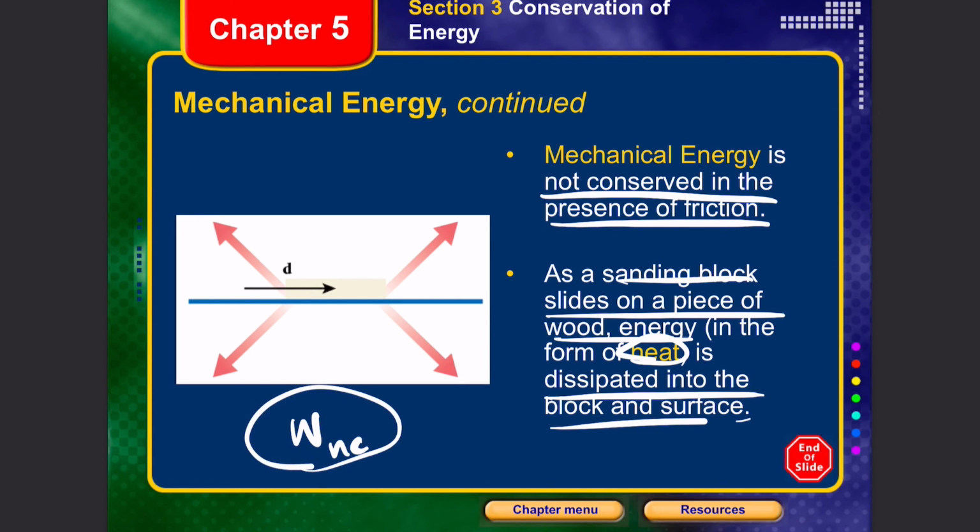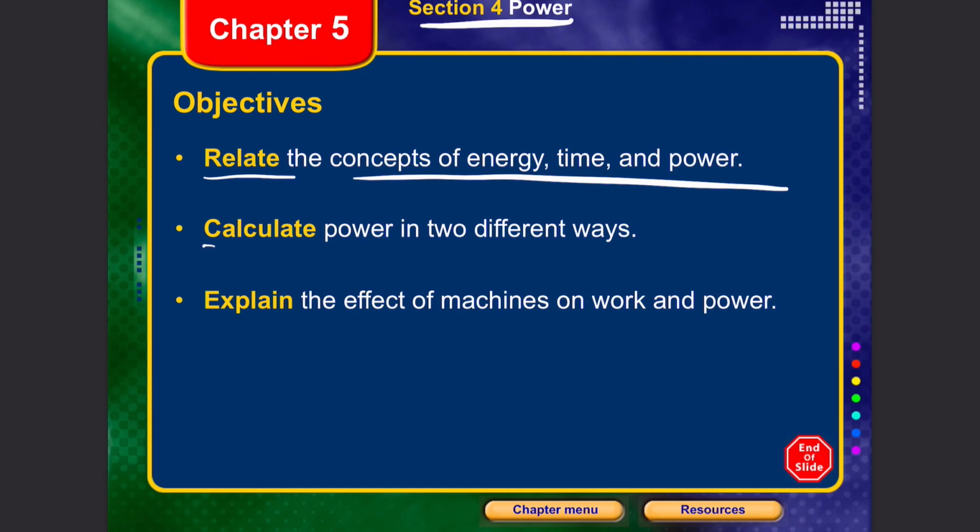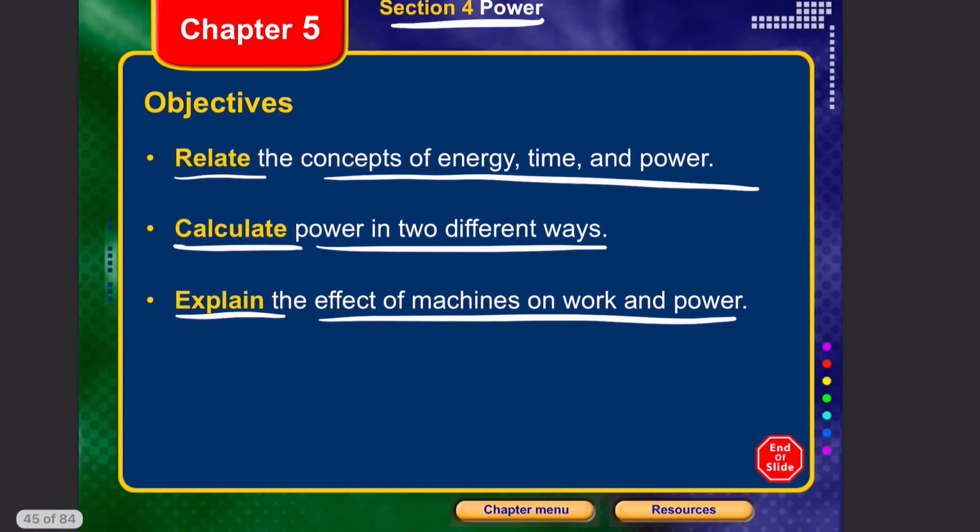This non-conservative work is generally something we add to the conservation of energy. So when we write the total work done, this is one of the terms that we add to it so that we consider the heat as well. So next, let's get into the final topic on power. The objectives here are to relate the concepts of energy, time and power, calculate the power in two different ways, and explain the effect of machines on work and power.